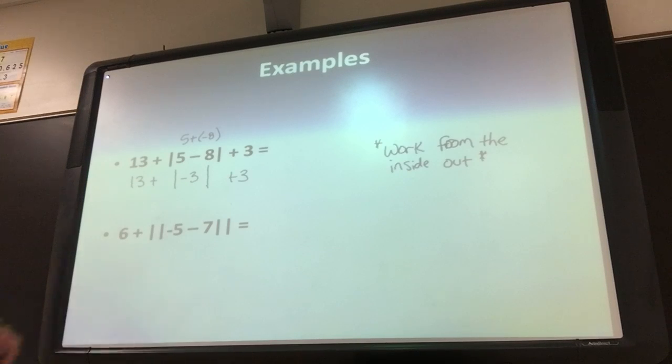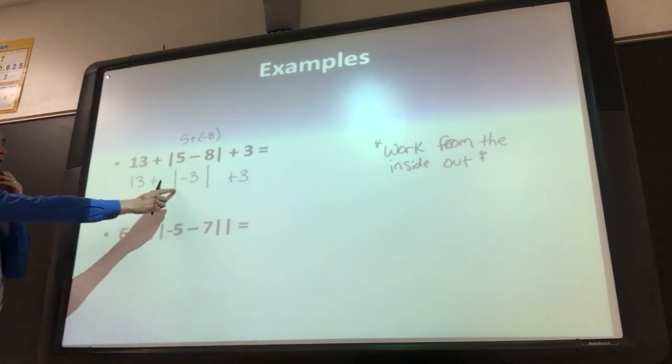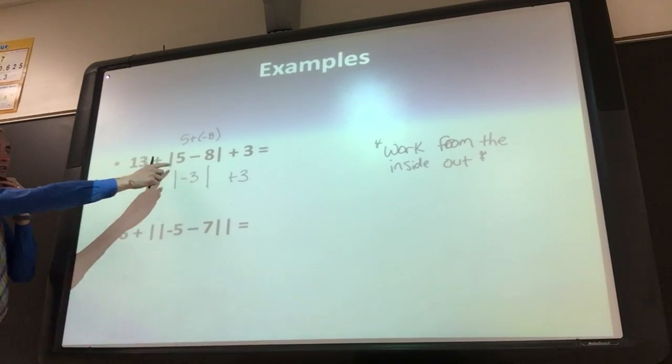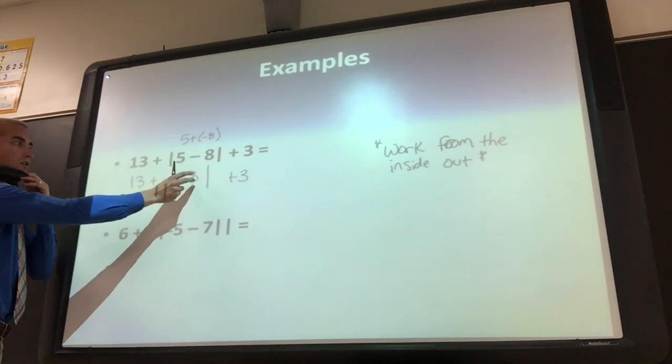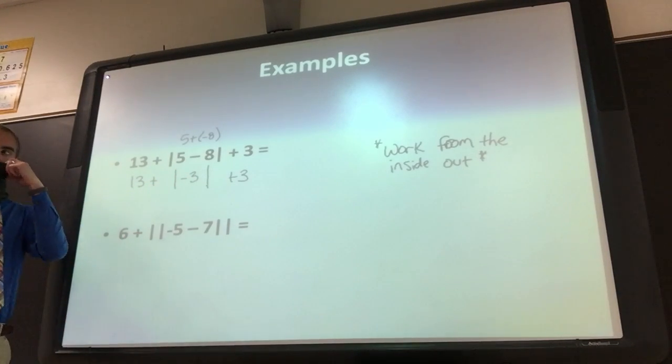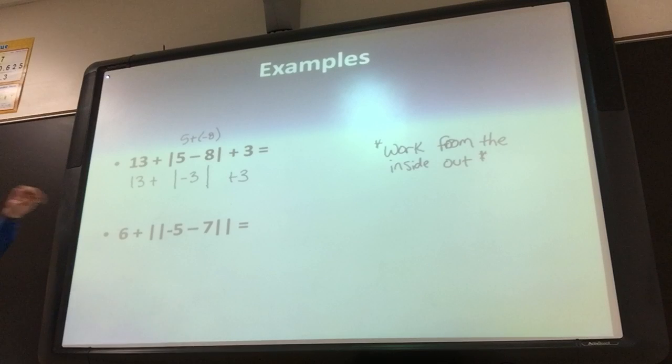Another important thing. We can only take the absolute value if there is one number inside the bars. So whenever there's two numbers inside of here, we can't take the absolute value. We've got to keep the bars until we've got one number left. Okay? Now that we have just one number, we can take the absolute value.